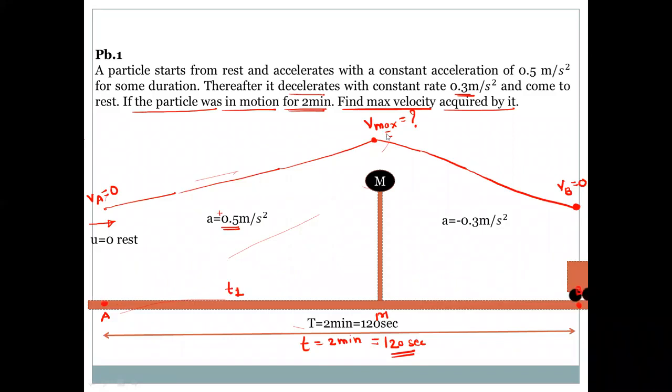So at point B, again the particle is at rest, so velocity is 0. To find the maximum velocity, we will use the equations of motion. This problem is based on rectilinear motion. Rectilinear motion means motion along a straight path, and it is a problem of constant acceleration.